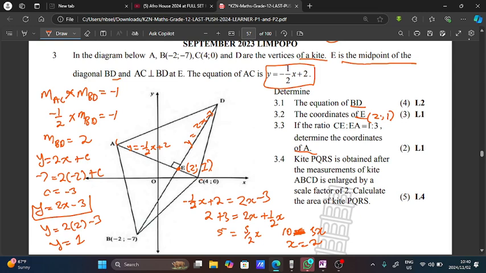What we see is that CE over EA equals 1 to 3. Now looking at this one, if we cross multiply, what do you get? It means 3 times CE is the same as 1 times EA. So what is EA? EA here is 3 times bigger than CE. So now what are the coordinates of A?